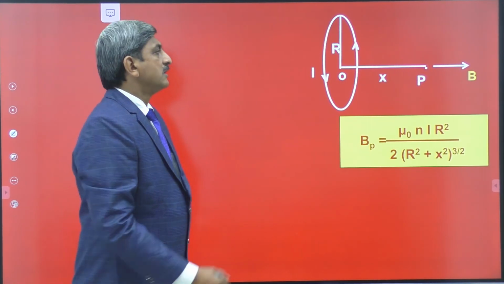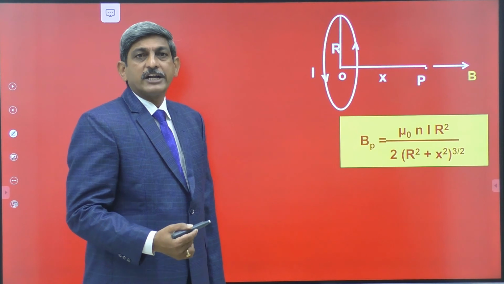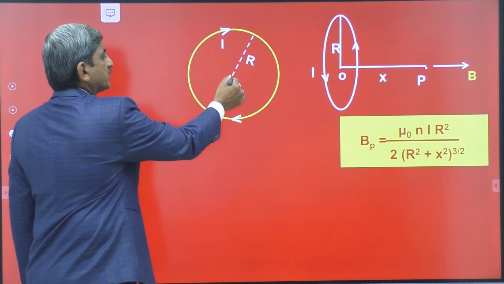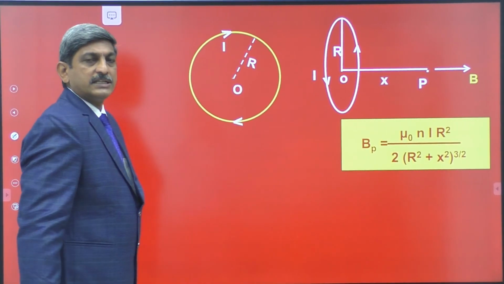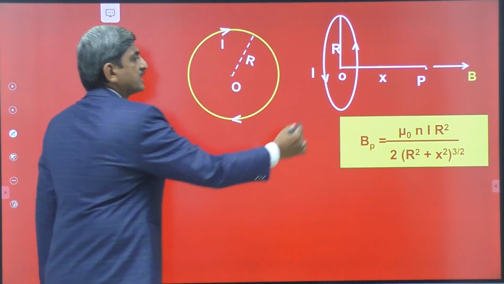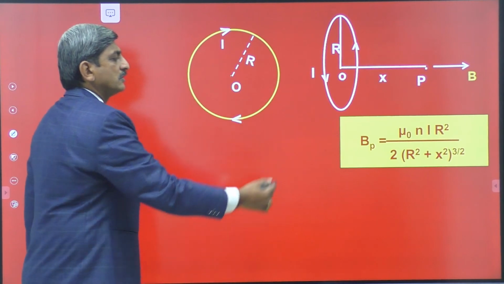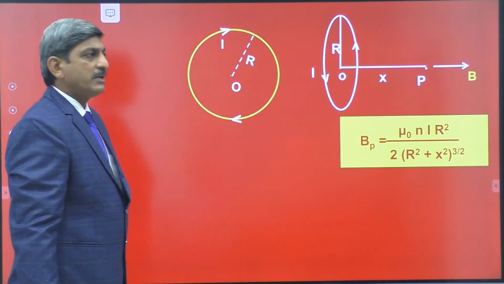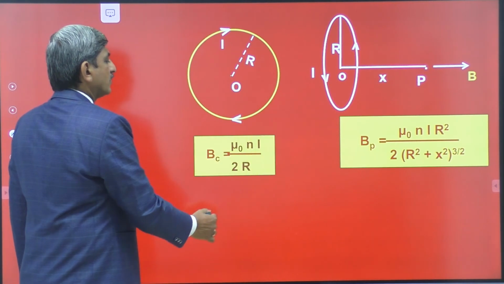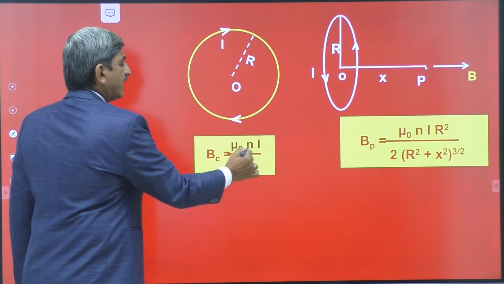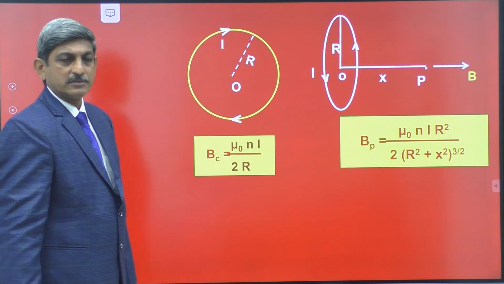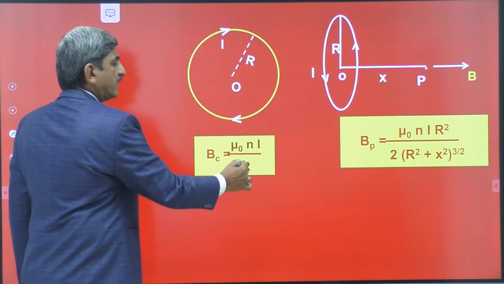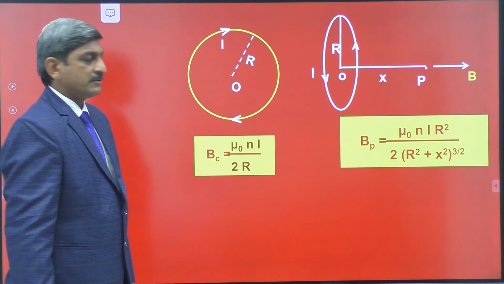Okay? Suppose we want to determine the magnetic induction at the center of the coil. See, this O is the center of the coil. At the center of the coil, the distance of the point x becomes 0. By substituting x is equal to 0 in this equation, the equation can be reduced to Bc is equal to mu naught N I divided by 2R. Here, N is the number of turns, I is the current and R is the radius of the coil.